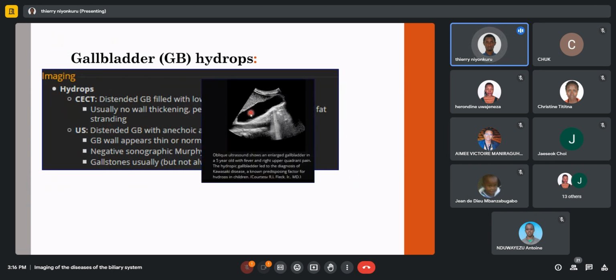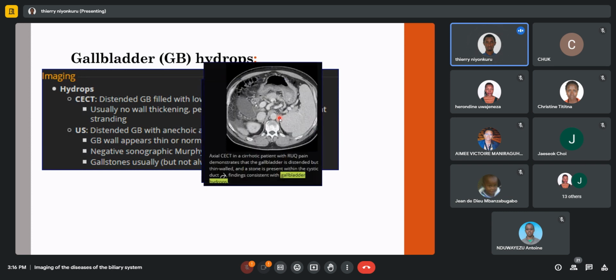We can see this gallbladder hydrops. The gallbladder is distended, however, it is only containing anechoic content with posterior enhancement. This is a case of gallbladder hydrops. This was in a child with Kawasaki's disease, which predisposes to gallbladder hydrops.